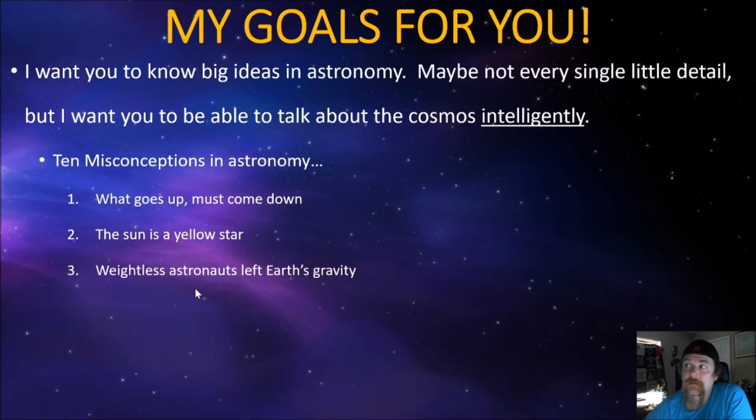Weightless astronauts have left Earth's gravity. This kind of is related to that first one. A weightless astronaut actually is not out of our gravity. Otherwise, they'd float away. They would not continue to orbit around Earth. A weightless astronaut is actually falling around the edge of Earth. A weightless astronaut is moving forward about 17,000 miles an hour. So as they are falling, they continue to fall around the curve of planet Earth. Earth is still pulling them back in. So they're definitely not out of gravity. They're simply in free fall.